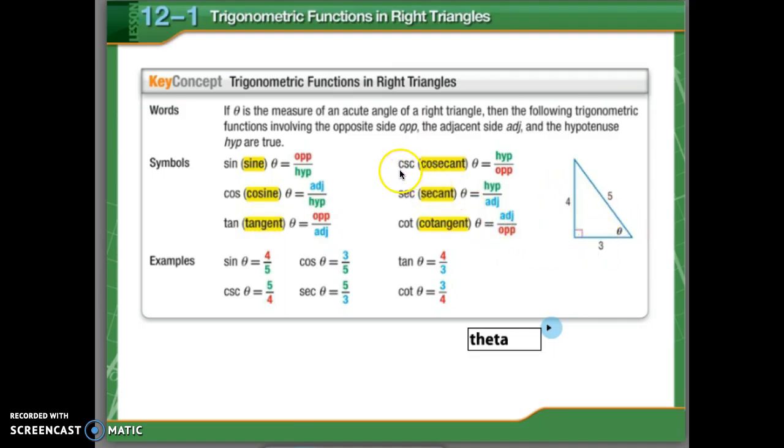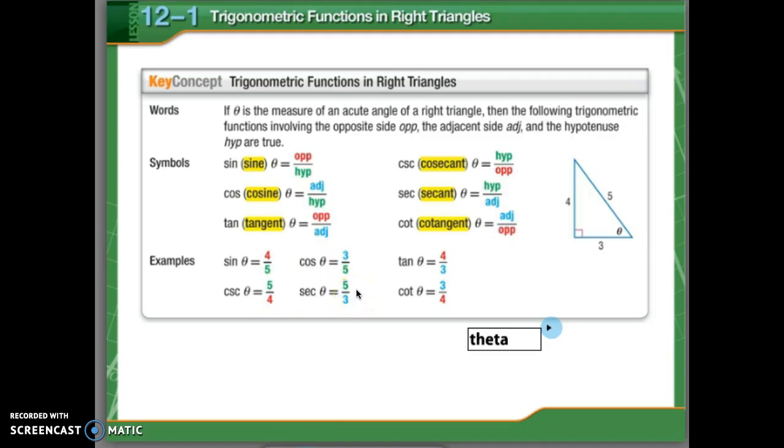Then we have these things called cosecant, secant, and cotangent, which are just the reciprocals of the functions they are across from. Cosecant is the reciprocal of sine, secant is the reciprocal of cosine, and cotangent is the reciprocal of tangent. You just flip all those fractions over. If you have 4 over 5 for sine, cosecant would be 5 over 4. 3 over 5 for cosine, 5 over 3 for secant, and so forth.